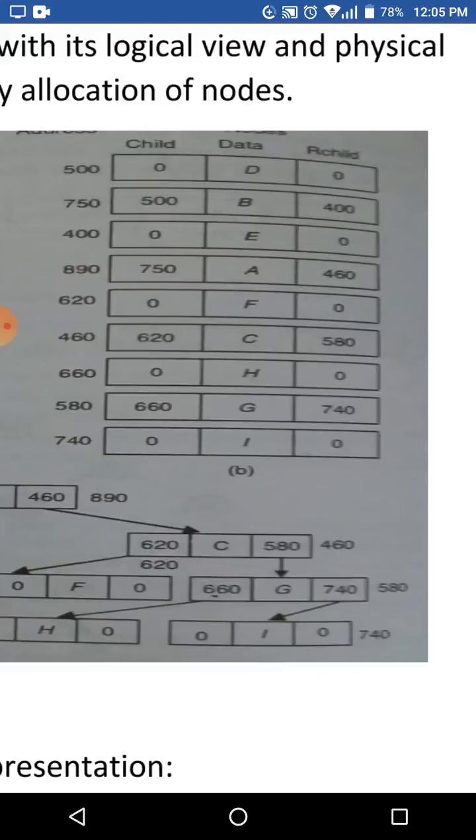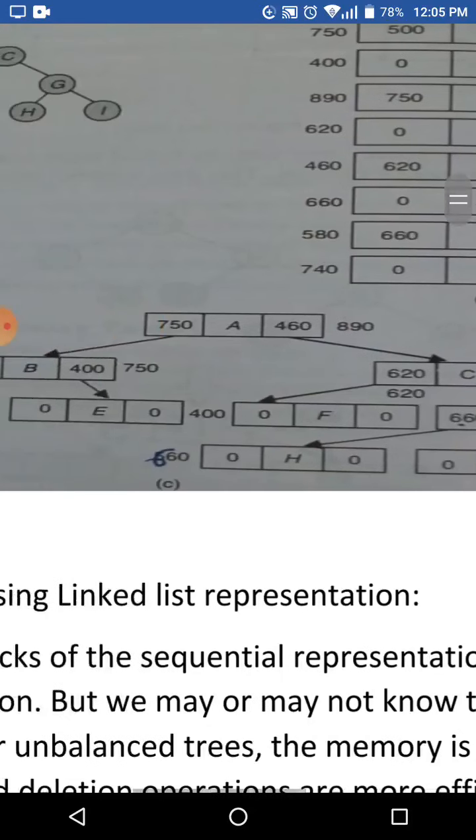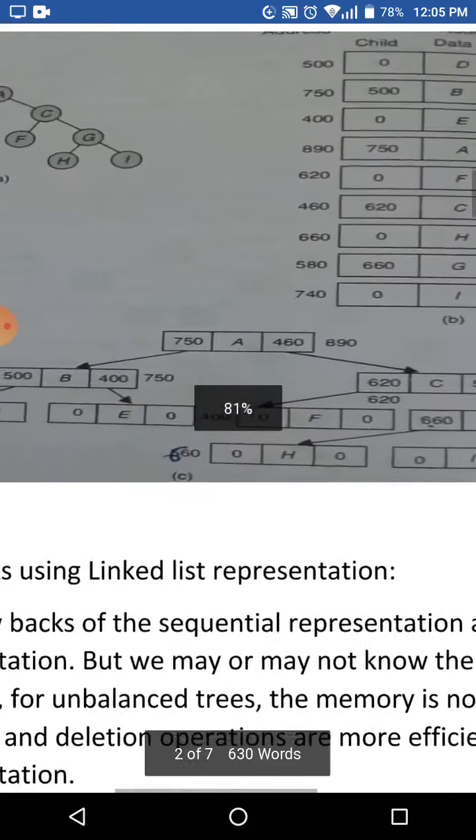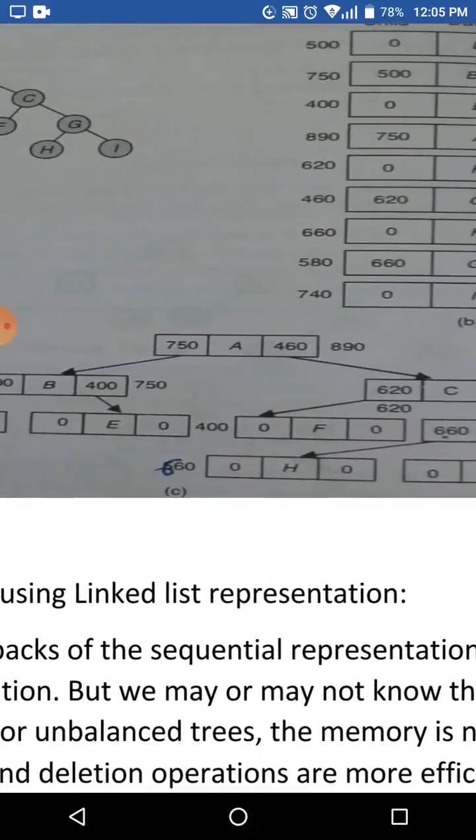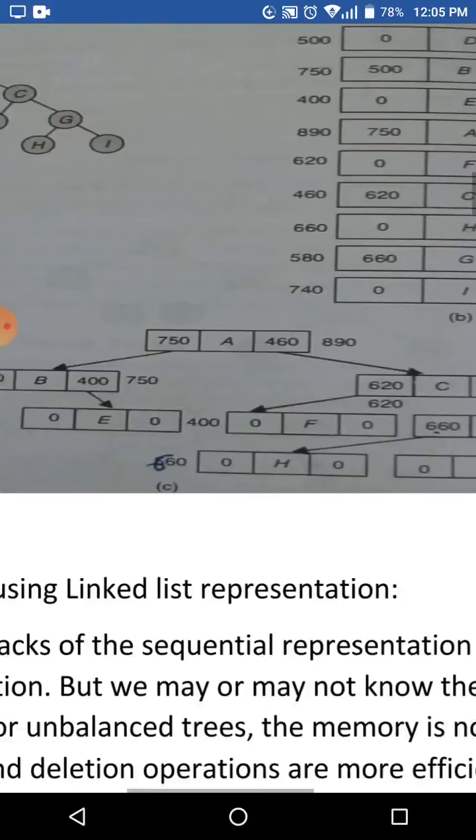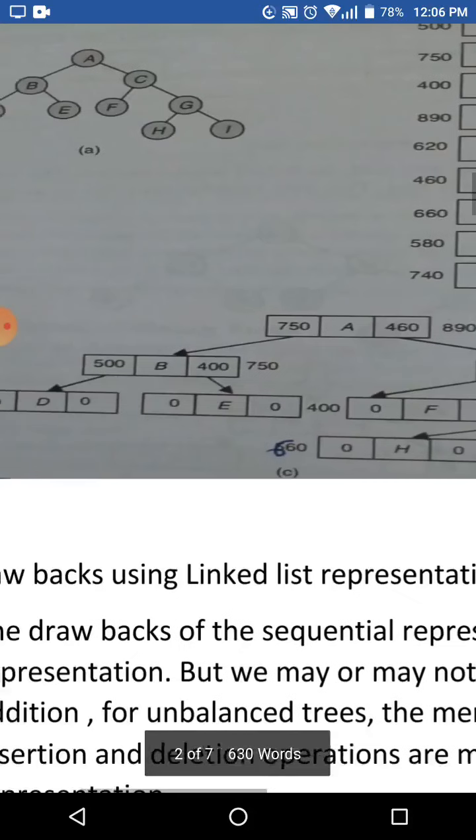Okay, so basically first we have to see the linked list representation here. First is A, we have the pointer 750. What is the 750 address? B's address is 750. So 750 will be stored in A's left address, and 460 is the address of C. So that is stored in the right pointer of the root element A.